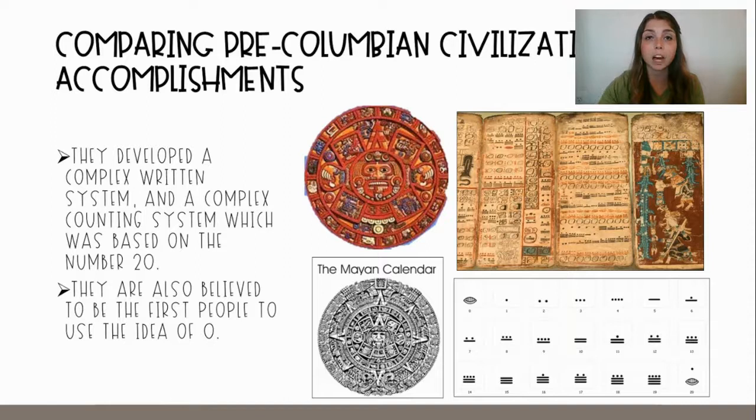They developed a complex written system and a complex counting system, which was based on the number 20. They are also believed to be the first people to think of the idea of zero.